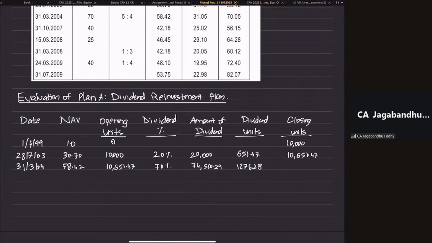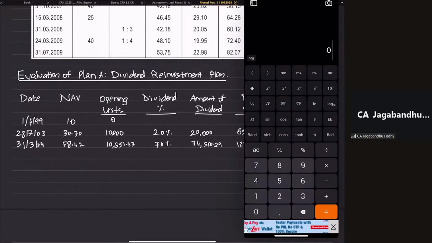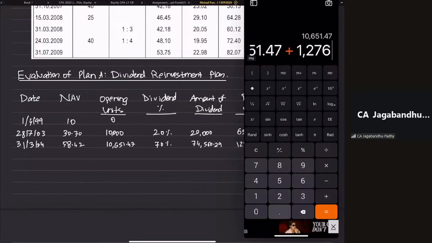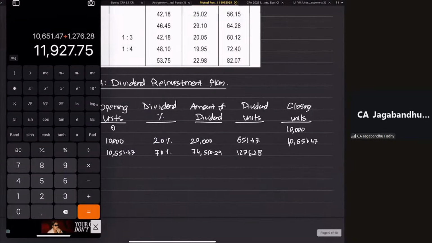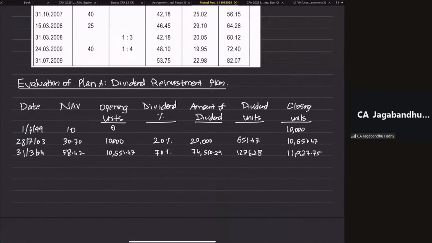So what will be the closing number of units? Just add both of them. 10,651.47 plus 1276.28, which is 11,927.75. That's your closing units.